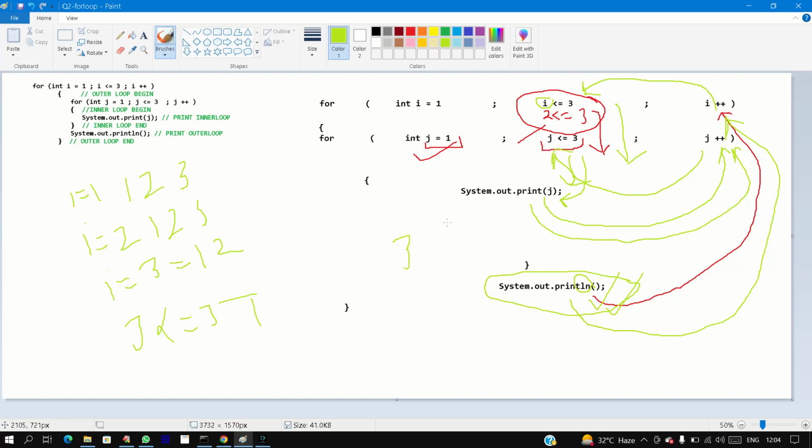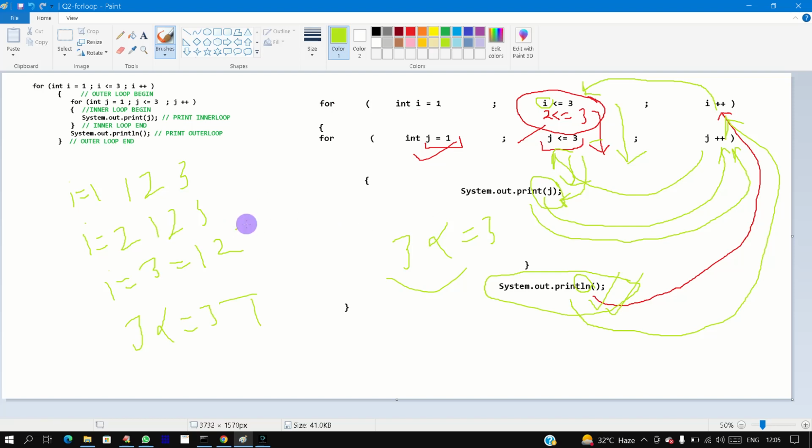The condition is 3. J has become 3 now. Is 3 less than or equal to 3? The condition is true. Why? Because 3 is equal to 3, not less than, but equal to 3. If the condition is true, we will be moving to system.out.print, and this is guiding to print j.